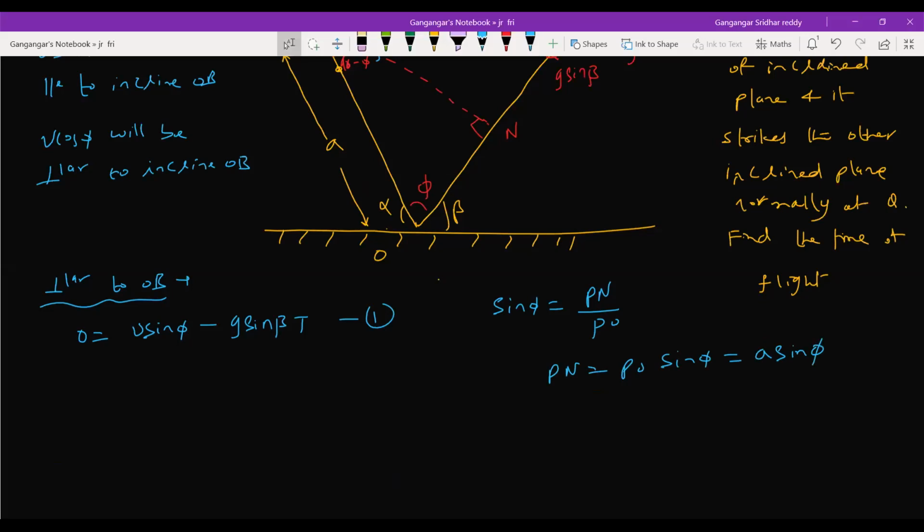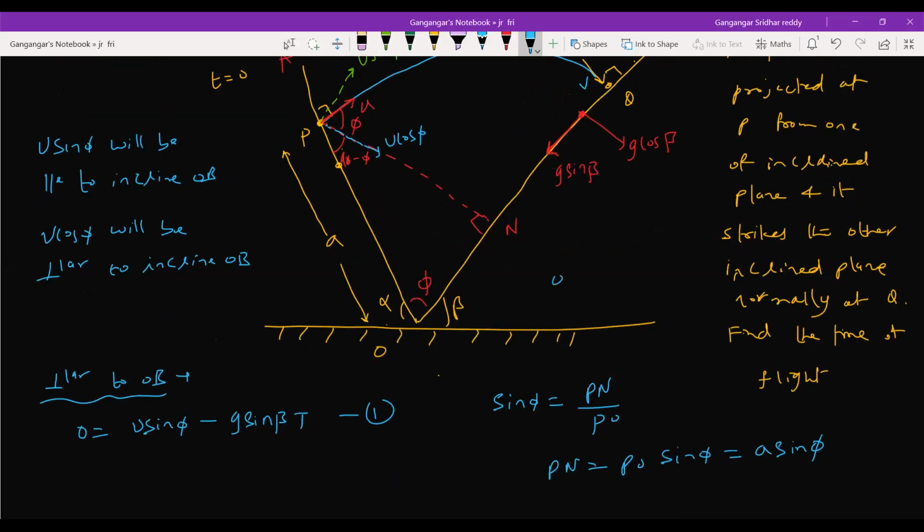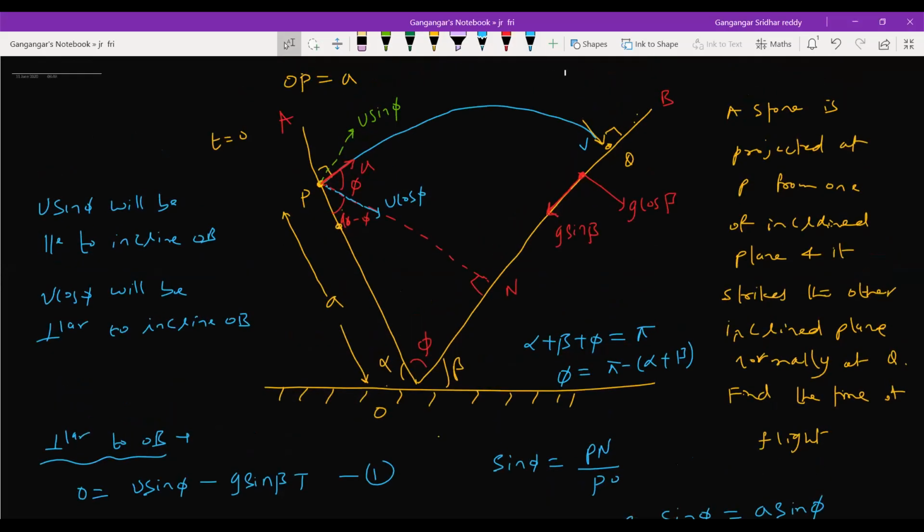Now, phi is what I assumed, not given. Phi is assumed here. What will phi be? Alpha plus beta plus phi is equal to pi, no? It's an assumed one, it has to be eliminated again. What is Pn? When the projectile moves from P to Q, the Pn will become the range. Do you agree? As it moves from P to Q, the Pn will become the range, no?